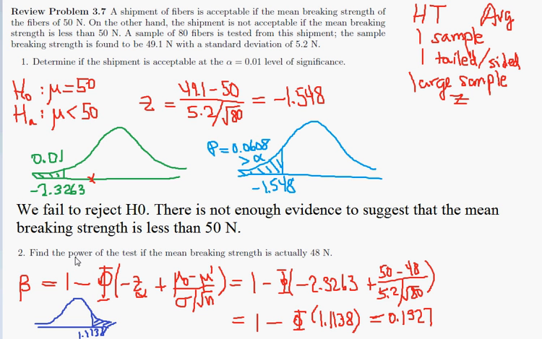Finally, the question asks for not beta, but the power. So the probability that we correctly reject the null hypothesis, if the null hypothesis is incorrect, the power is 1 minus beta, and so the power is equal to 1 minus beta, and that is equal to 1 minus 0.1327 for 0.8673.